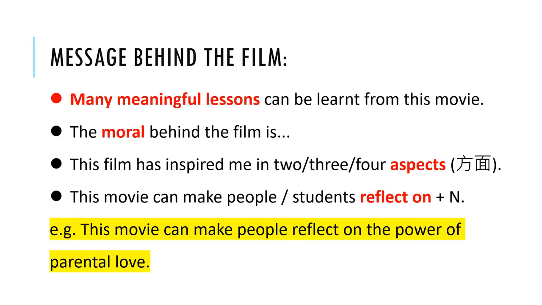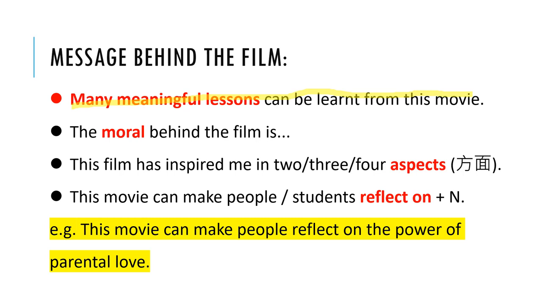Then let's talk about the message behind the film. How can we talk about the message behind the film? Now you can use these 4 sentence patterns to help you. First, you can simply start off by saying many meaningful lessons can be learned from this movie. In Chinese, that means 睇呢套戲我哋可以學到好多嘢.